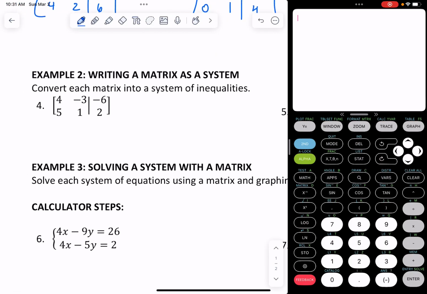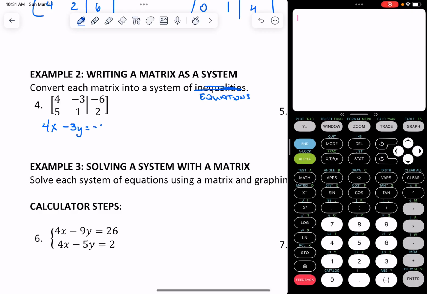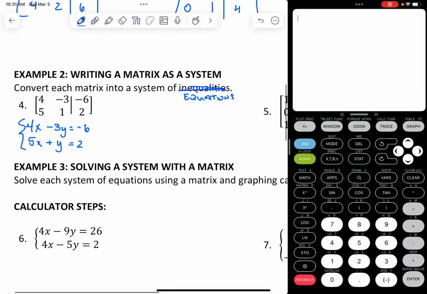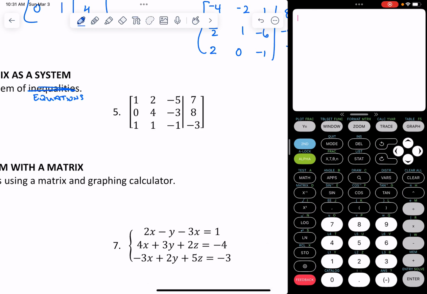Next, going the other direction: convert each matrix into a system of equations. That should be equations, not inequalities, so fix that. So 4x minus 3y equals -6, and 5x plus 1y equals 2. So there's our system. For this one, 1x plus 2y minus 5z equals 7. Then 0x, so no x, plus 4y minus 3z equals 8. And then 1x plus 1y minus 1z equals -3. So that's converting back and forth.